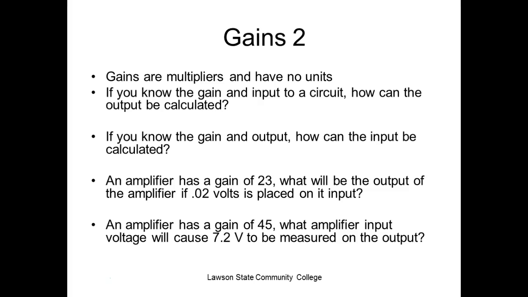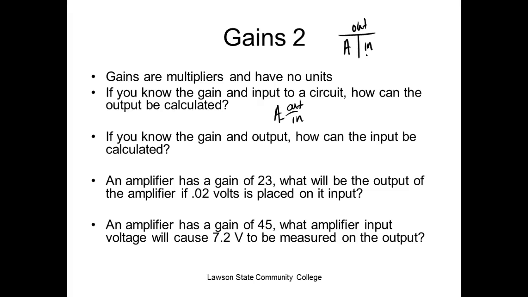Gains are multipliers that have no unit. If you know the gain and the input to the circuit, how can you calculate the output? Well, gain is equal to out over in, so I can put this in my little equation wheel. If I know the gain and the input, I multiply them together to get the output. How can I calculate the input if I know the output? I take the output and divide it by the gain, and that gives me what input's required to get that.